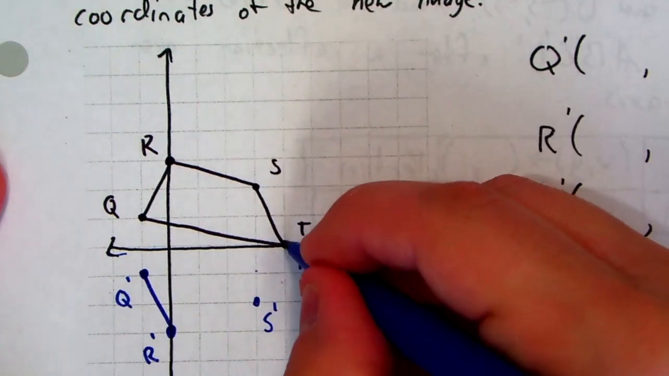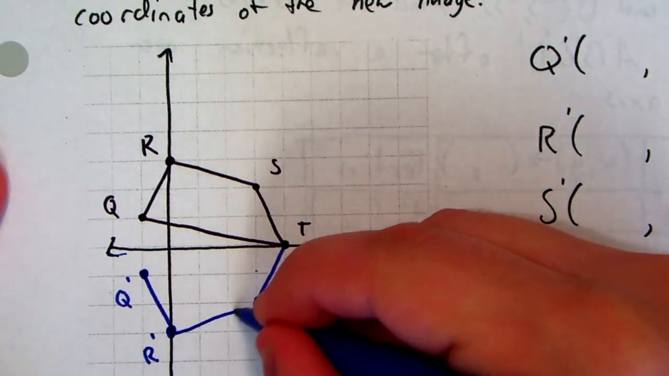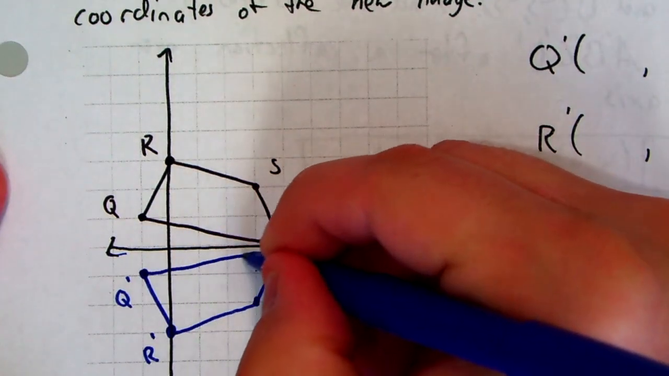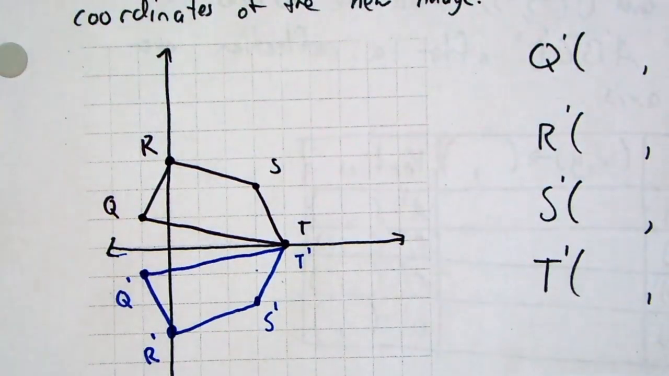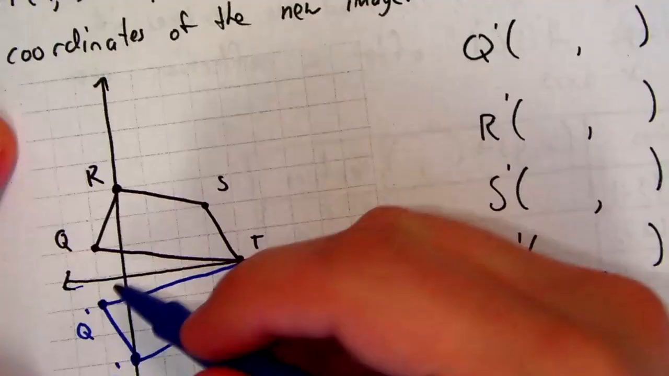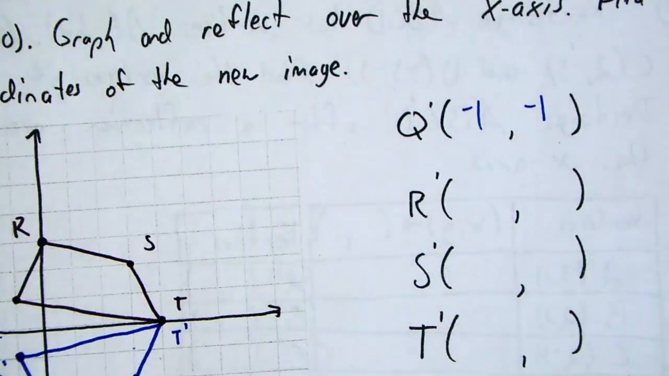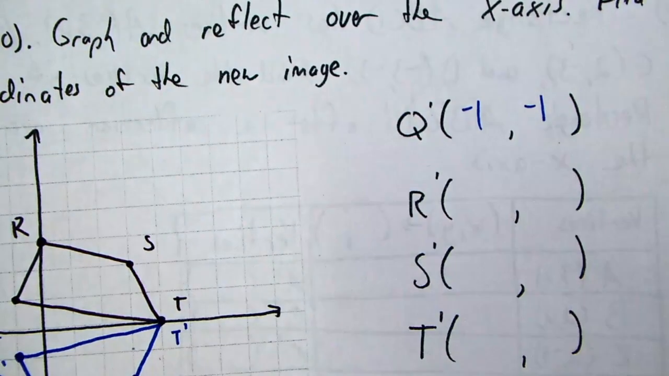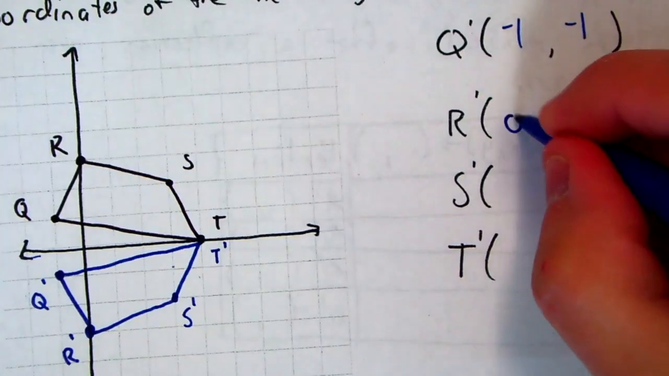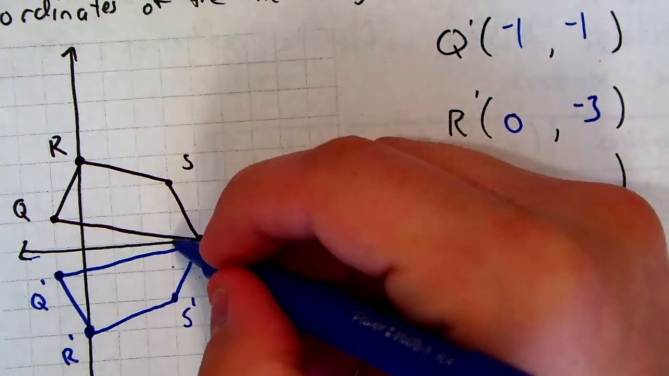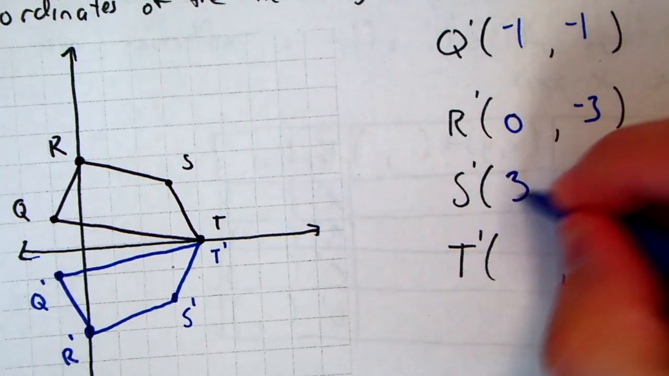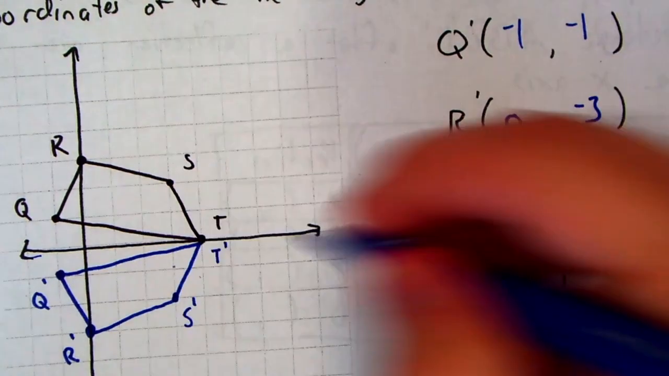So we're going to connect our ordered pairs with a line. So our new reflected image looks just like that. Last thing that needs to happen then is actually label the new coordinates. So Q prime, instead of being at negative 1, 1, it's going to be at negative 1, negative 1. R prime, instead of being 0, 3, it's 0, negative 3. S prime is to the right 3 and down 2. And T prime is still at 4, 0.